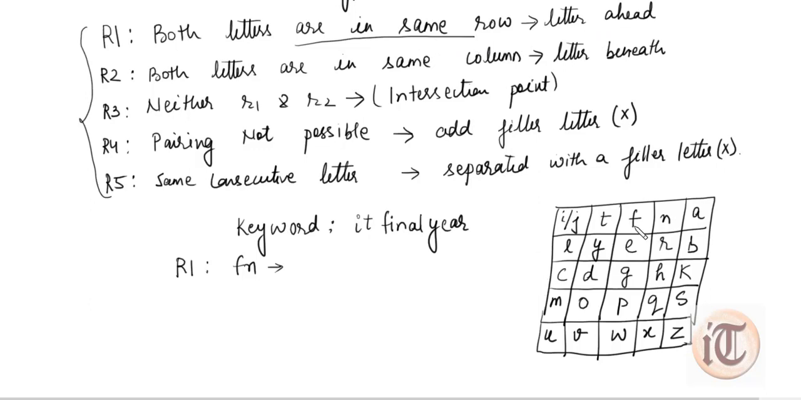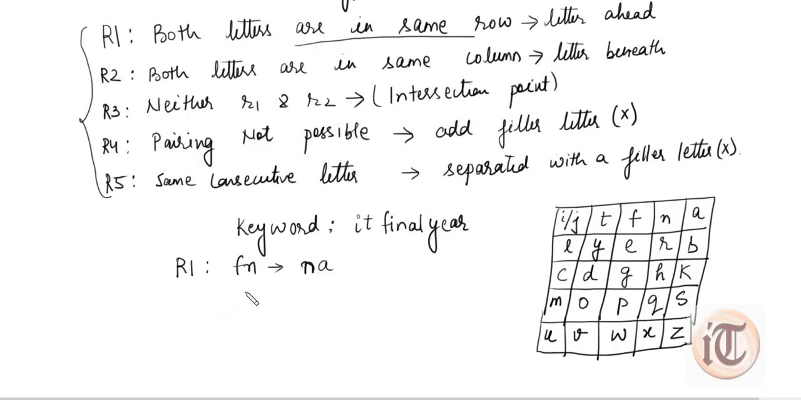If I look in the matrix, F and N are in the same row, so F is substituted by the next letter, that is N, and N is substituted by the letter A. So for the plain text F and N, the ciphertext will be, for F, the next letter is N, and for the letter N, the next letter is A. So for the plain text FN, the ciphertext will be NA.